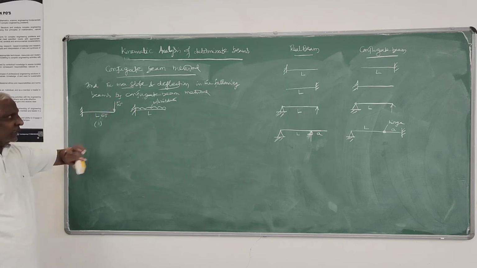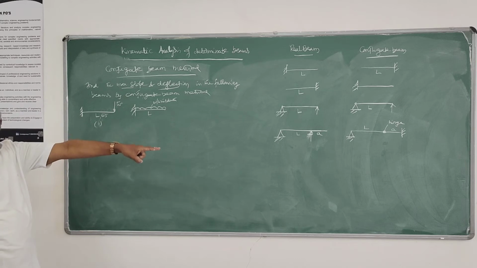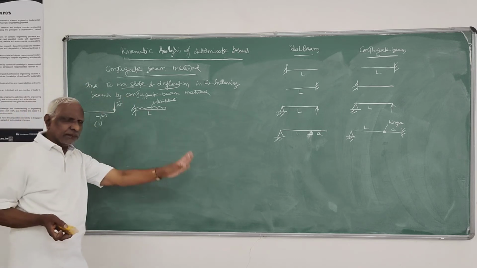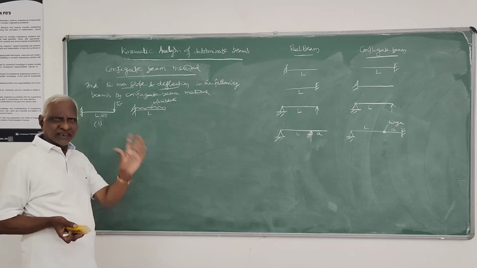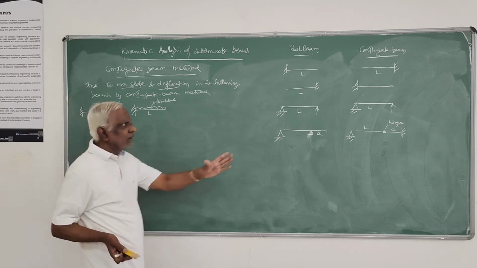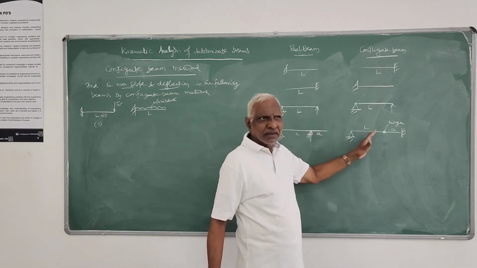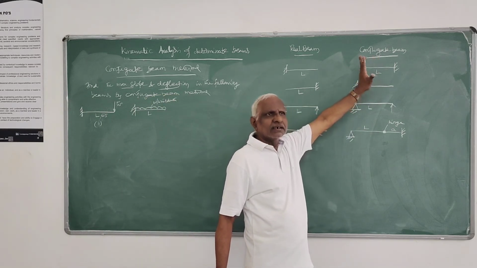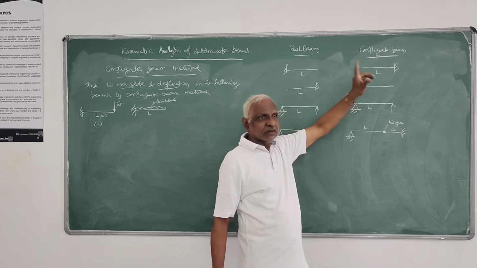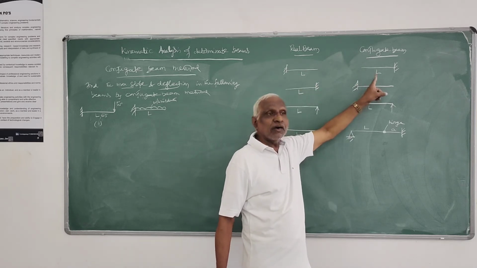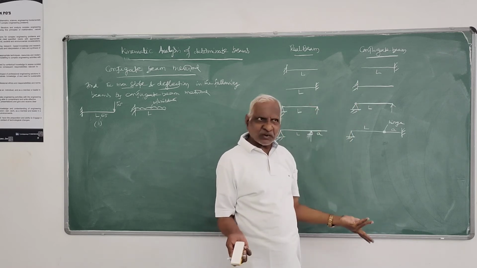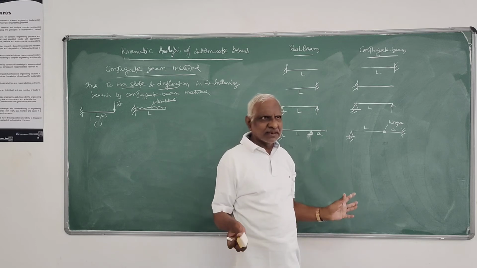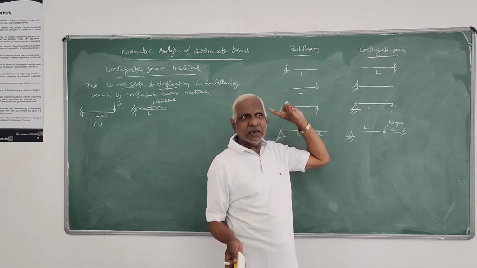There is one point I forgot to tell. Once you write the conjugate beam, you determine the shear force and bending moment diagram. This conjugate beam is also a beam. At any point you determine shear force and bending moment. That shear force and bending moment at any point in the conjugate beam will give you the slope and deflection at that point. That's what we have to determine. It's as simple as that. That is called the conjugate beam method.